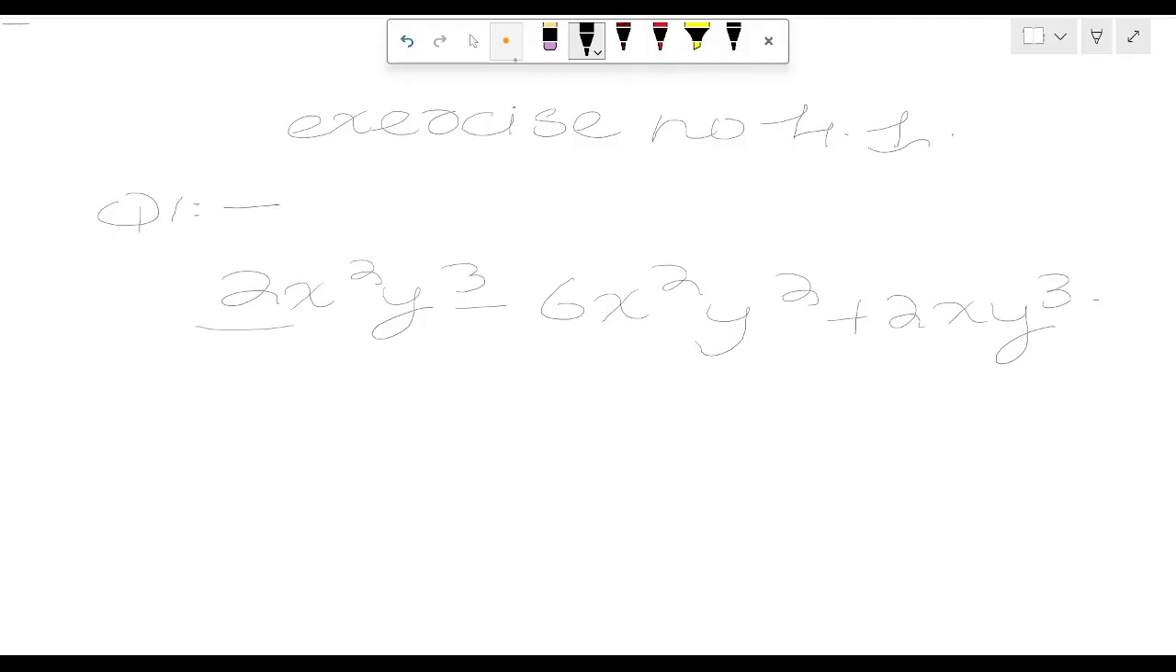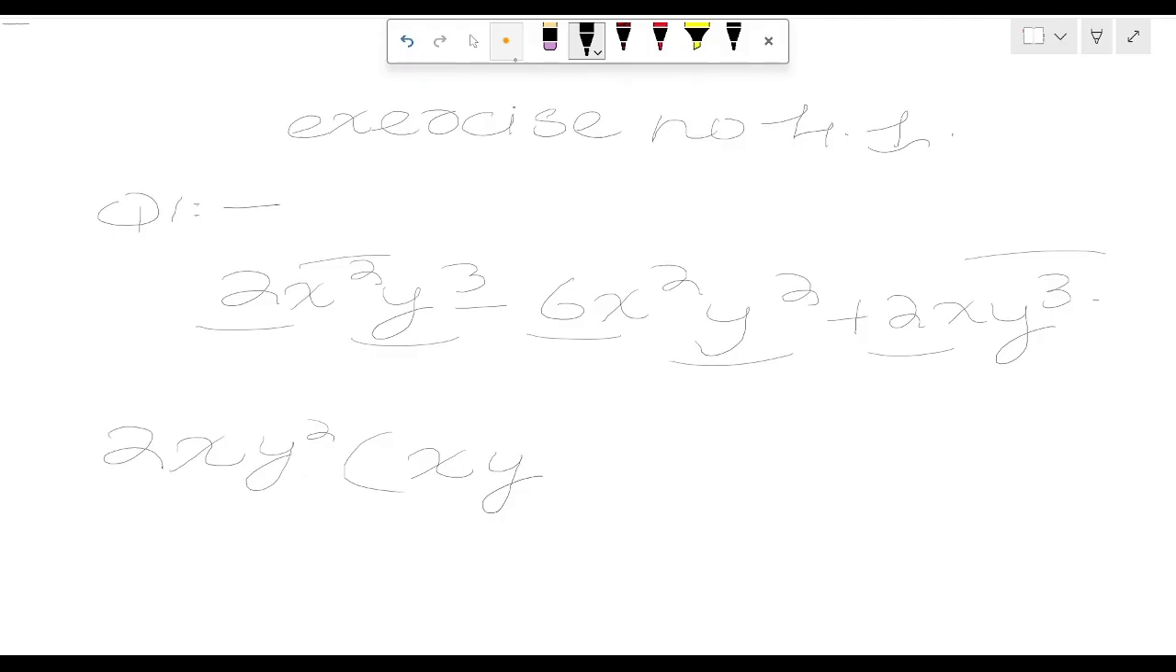So here we have 2, 6 and 2. All of these numbers are divisible by 2, so I'll take the first common value. Then I have x square and x, so I'll take the least value, which is x. And I have y cube, y square and y cube again, so I'll just take y square. After taking the common values, I'll place the bracket, and then x square divided by x is only x. So I'll just write x. Then y cube divided by y square is y.